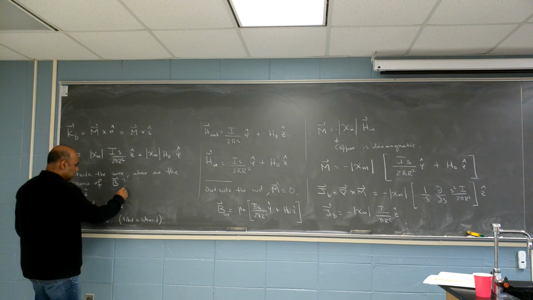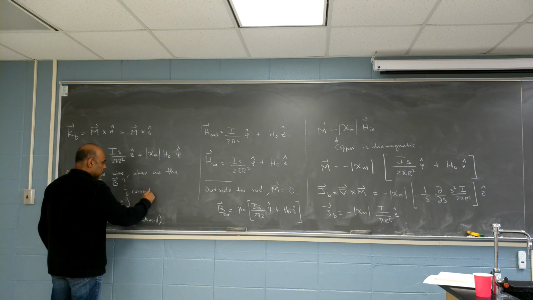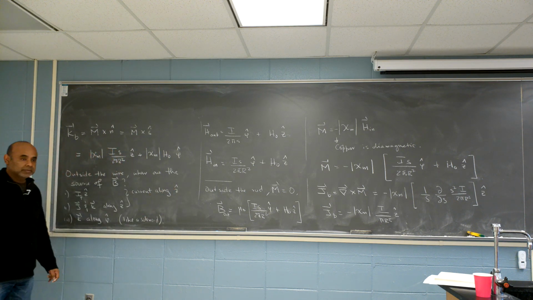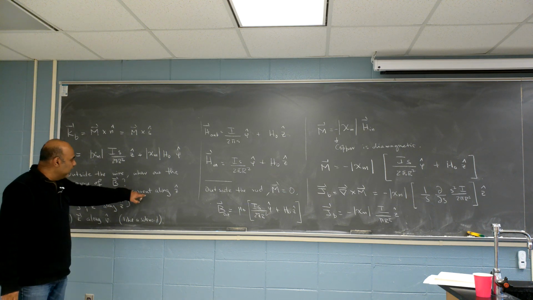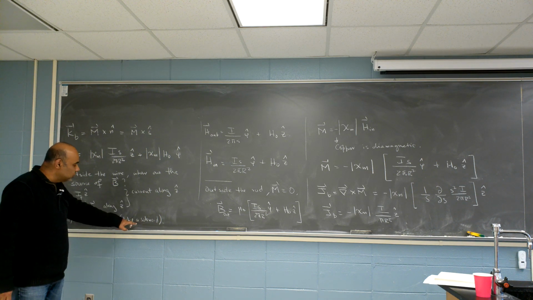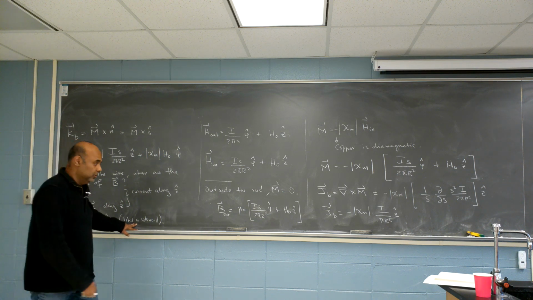This is just current along z hat. If you have a current along z hat, what's the B outside? Ampere's law? It goes as 1 over s, right? Yes. It's along what direction? Phi hat. If you have a solenoid, what is the magnetic field outside? Zero. Very good.